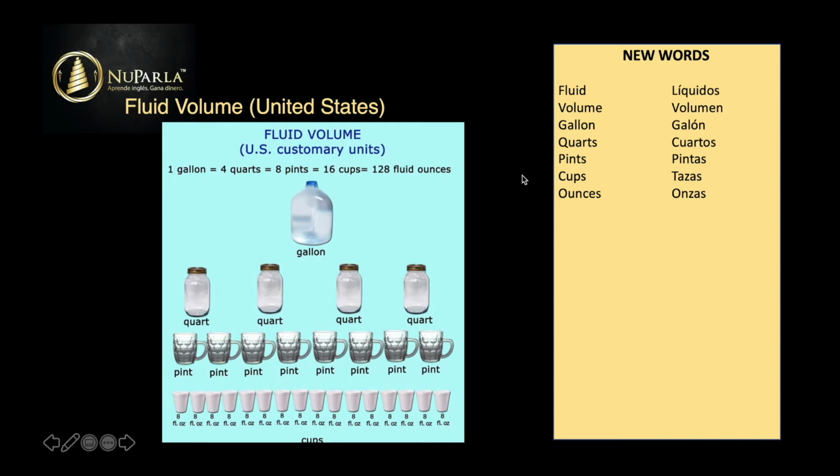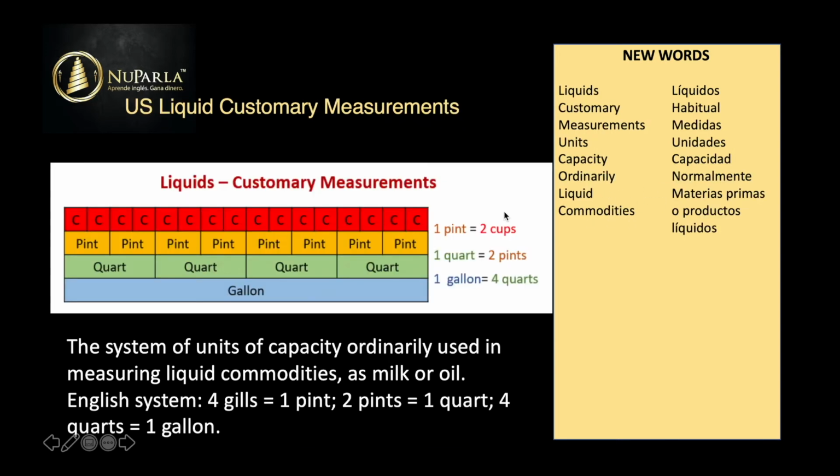So some of the terms that we have here, if we have 16 cups, is the same as 128 ounces, or the same as 8 pints or 4 quarts, or put all this here is 1 gallon. Fluid, líquidos, volume, volumen, gallon, galón, quarts, cuartos, pints, pintas, cups, tazas, ounces, onzas. Okay? Pretty simple. Let's see this in a different way.